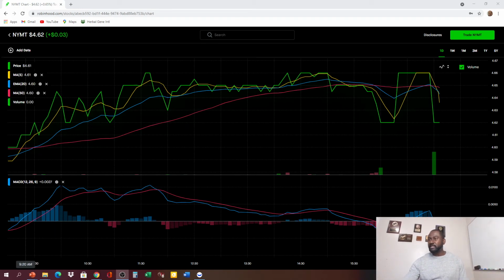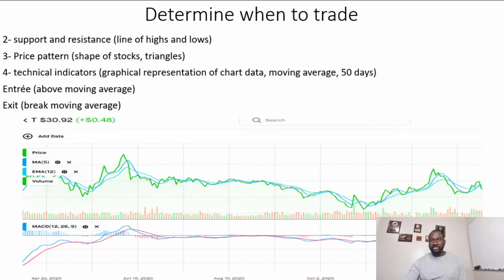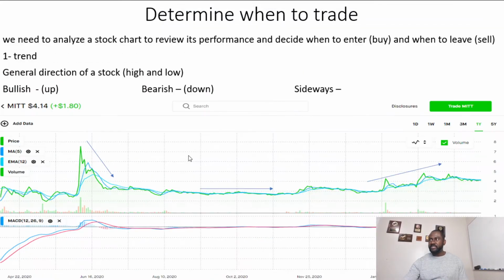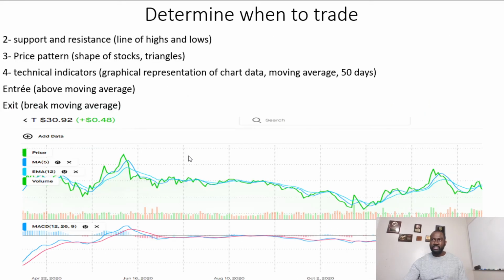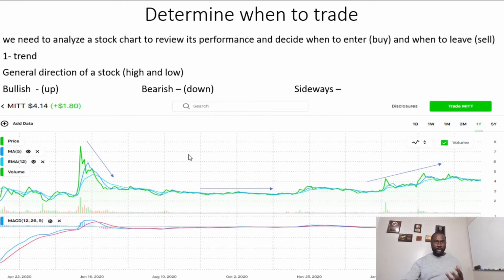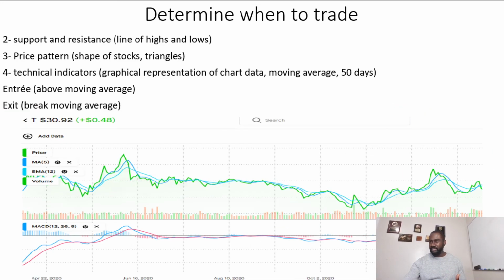So this is what we need to realize, that these four things help us to analyze the market, right? The trend, bullish, bearish, or sideways. You can see that. And the support and resistance and price pattern, we need to look at that when things change. And then technical indicators give us the when to get into the market and when to exit. This helps us to make a better trade.